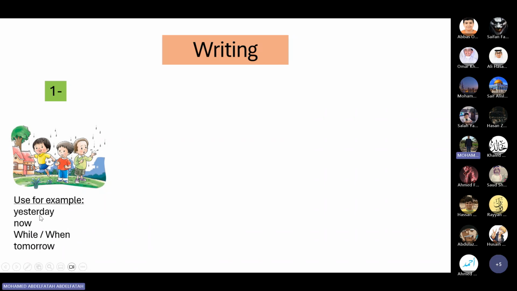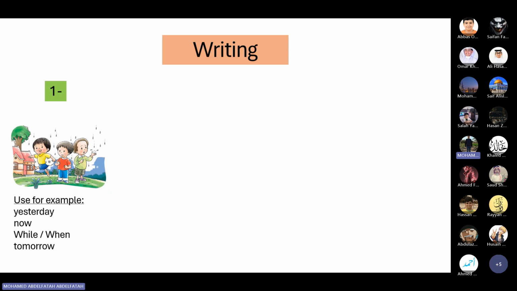follow the tense. For example, if you use yesterday, you have to write a sentence in the past. If you are using now, you are using the present continuous tense, am, is, are, plus ing. If you use while and when, we will discuss it today, inshallah. And tomorrow for future, you have to write a sentence in the future.